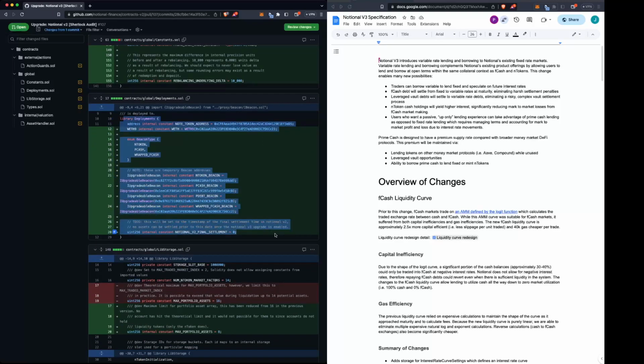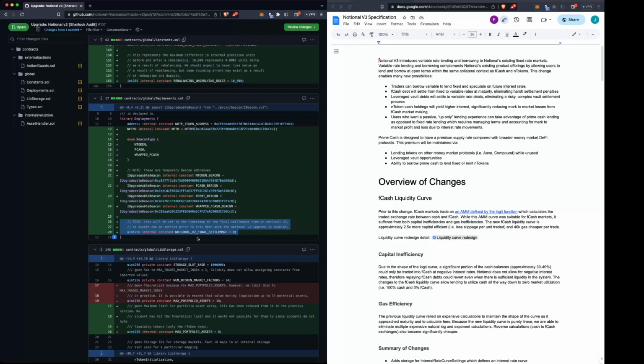There's some changes to the deployments file. These addresses are temporary right now, so these are just for the testing environment. And as we move along, we will replace these with actual addresses. And finally, this constant is not yet set.